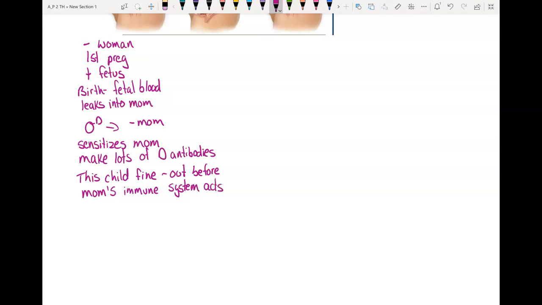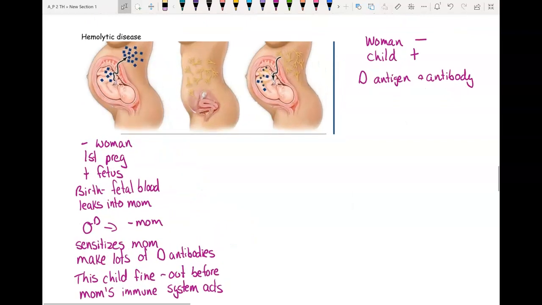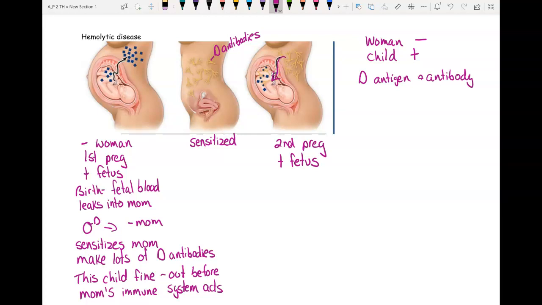So women who have negative blood type can always have the first child. That will be fine. The issue comes with the second child. So now here you can see between pregnancies, here's all those D antibodies. She built up a bunch of them. She's now sensitized. Now we have her second pregnancy. And if the fetus is again positive, now those D antibodies you can see are crossing the placenta and attacking the fetal blood.